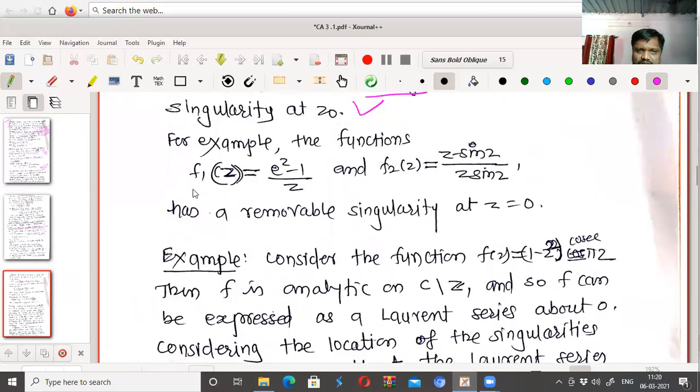Now, for example, suppose f1 of z equal to e to the power z minus 1 upon z, and f2 of z equal to z minus sin z upon z into sin z. What about f1 of z? f1 of z has a 0 of order 1, right? Has a 0 of order 1 at z equal to 0. Similarly, f2 of z also has a 0 of order 1 at z equal to 0. Correct?